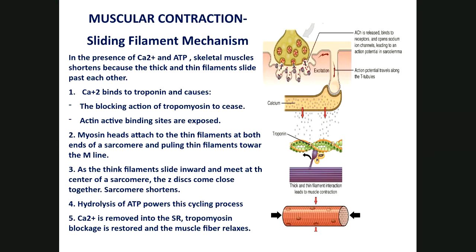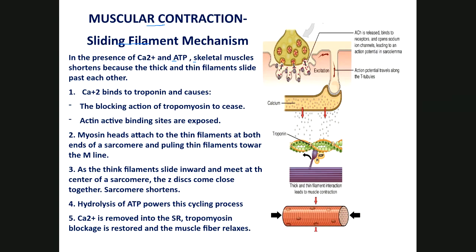So when we talk about muscle contraction, we talk about the sliding filament theory. Because calcium is present and ATP is present around the skeletal muscles, the calcium is released from the terminal cisternae into the sarcoplasm of the myofibril. So then we have the calcium present within the areas of the thick and thin filaments.